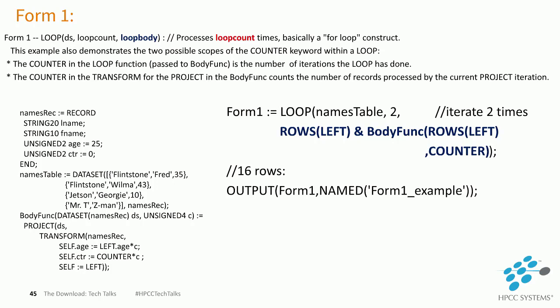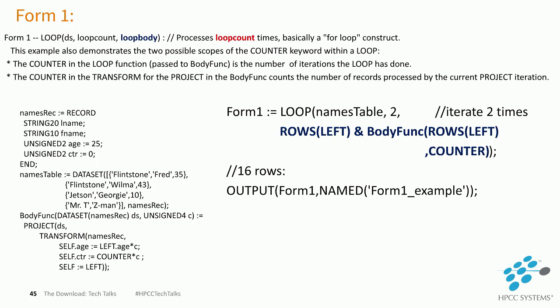And the body function is a function that we're calling, and so the initial data set here being 4 rows, each loop is actually going to be processing 8 rows a pop. So you've got the first loop that's going to be processing 8 rows. You've got the second loop then that will take those 8 rows and process them again. And the aggregate result will be 16 rows.